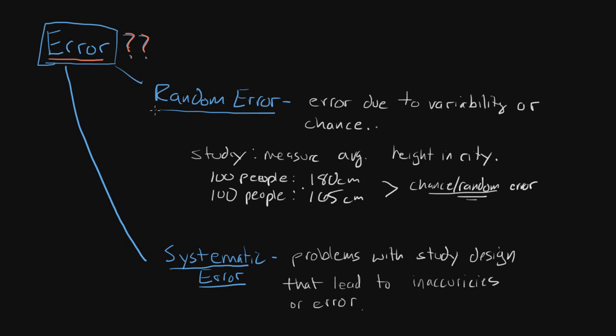Now, there are two kinds of errors you might get in any kind of experiment or study. The first is a random error. Random errors are just errors due to variability or chance.